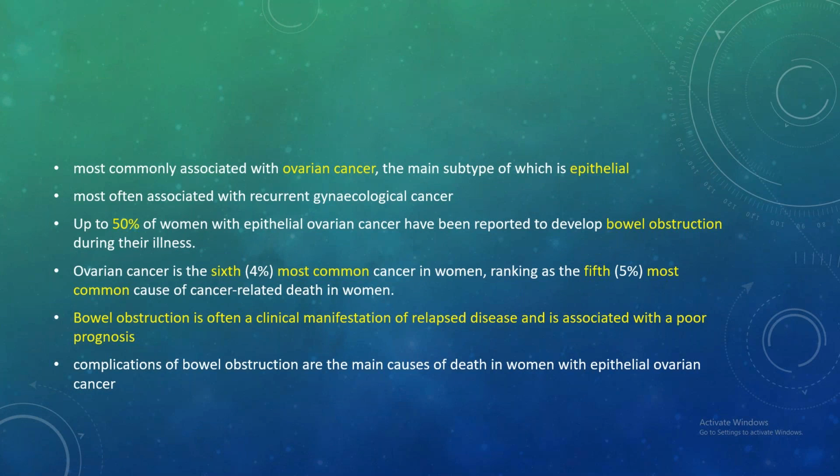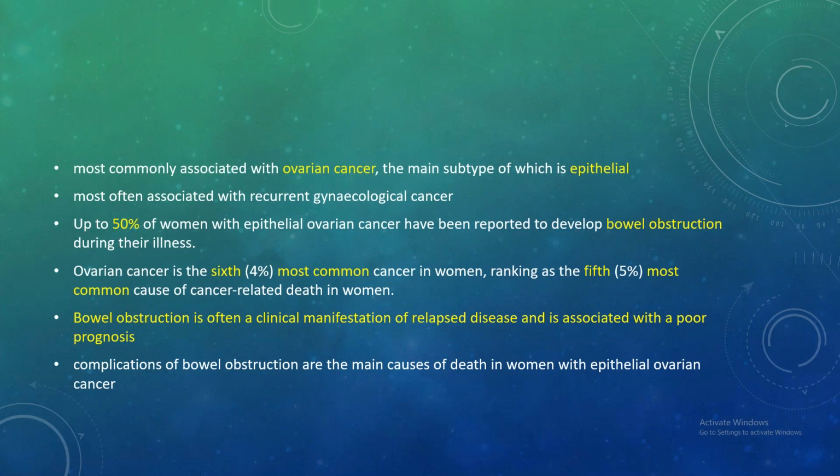So most commonly, bowel obstruction is associated with ovarian cancer, and the main subtype is epithelial. So this is the question. This is the SBA asked in this TOG also, and it is mostly associated with recurrent gynecological cancers. So the most common type of cancer associated with it is epithelial ovarian cancer, and it is most commonly associated with recurrent ovarian cancer, recurrent gynecological cancers.